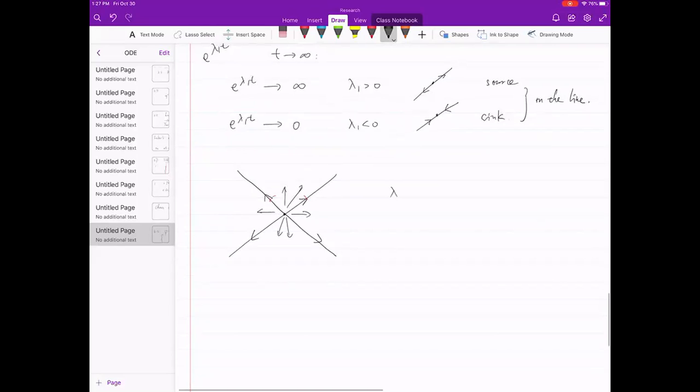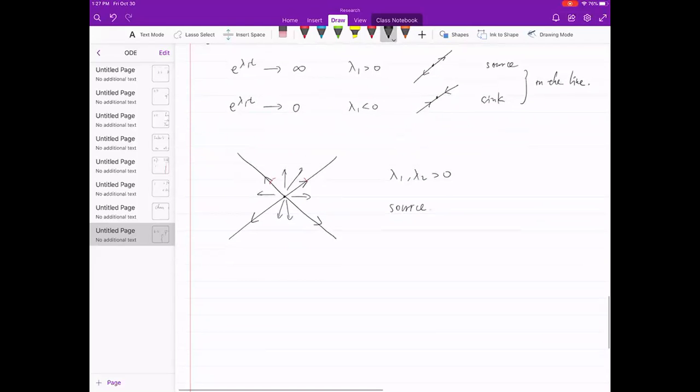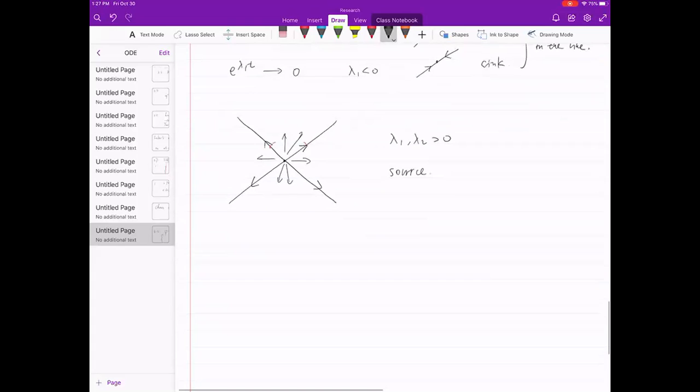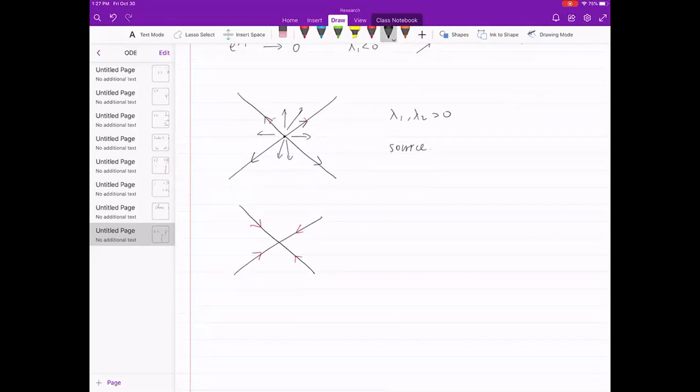Okay, so if both are bigger than 0, we have a source. Now, I don't think it's difficult to see if both are going in. What about something which is not on the line, which is a linear combination of the two lines? You still come in. So it's going to be a sink.